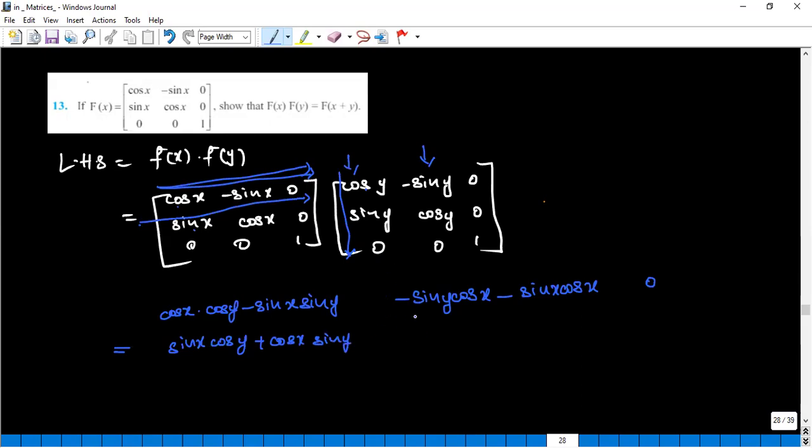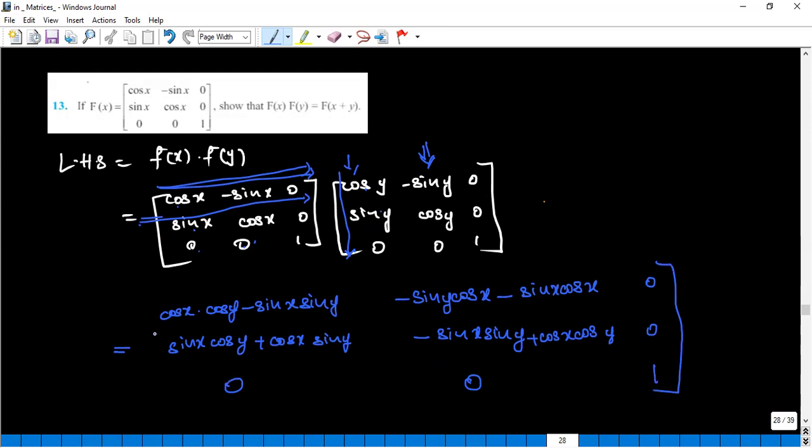0 into 0 is 0. Okay. Second row, second column: minus sin x sin y plus cos x cos y, 0 into 1 is 0. So this element is 0. Third row, first column, 0 into cos x is 0, 0 into sin y is 0, 1 into 0 is 0. The second element, 0 into sin y is 0, 0 into cos y is 0, 1 into 0 is 0. And the third element, 0 into 0 is 0, 0 into 0 is 0, 1 into 1 is 1.